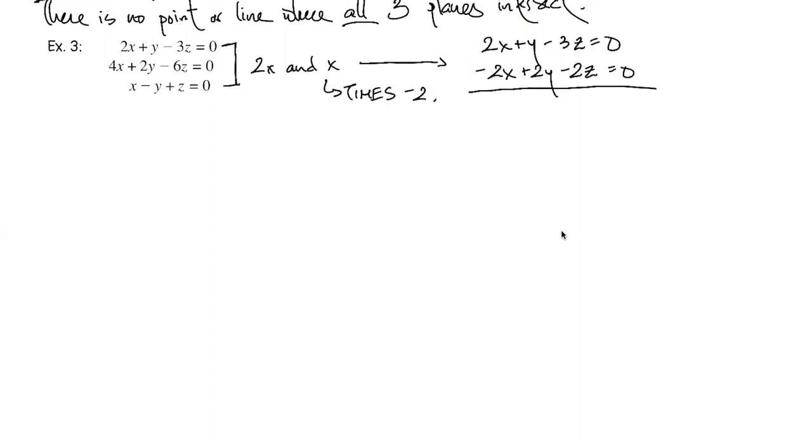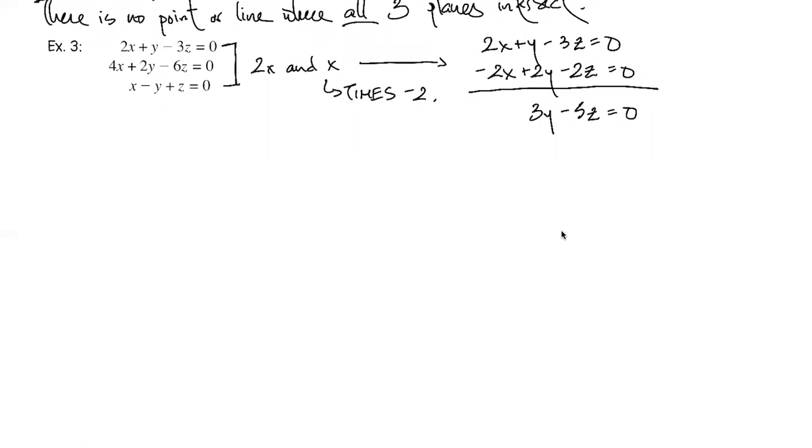Got to be careful with your signs here, right? So I'm multiplying by -2. Let me make sure I did that correctly. -2 times x is -2x. -2 times -y is a positive 2y, and -2 times z is -2z. Great. Okay. So I end up with 3y minus 5z equals 0. Okay.